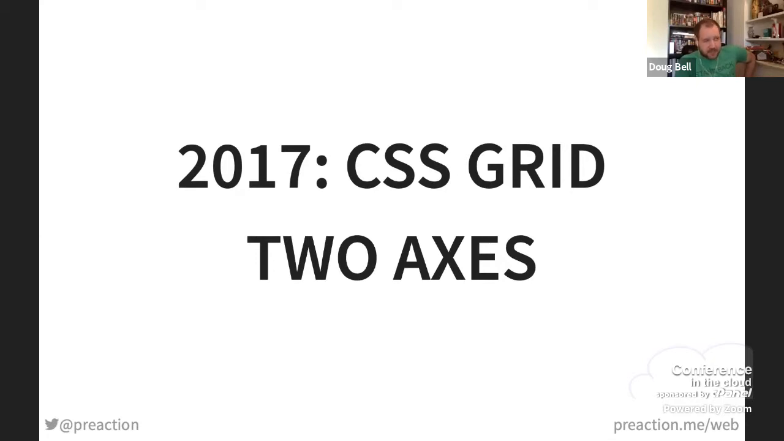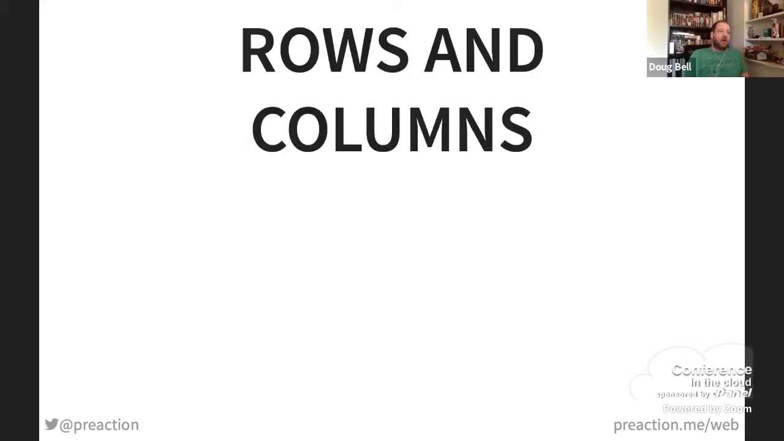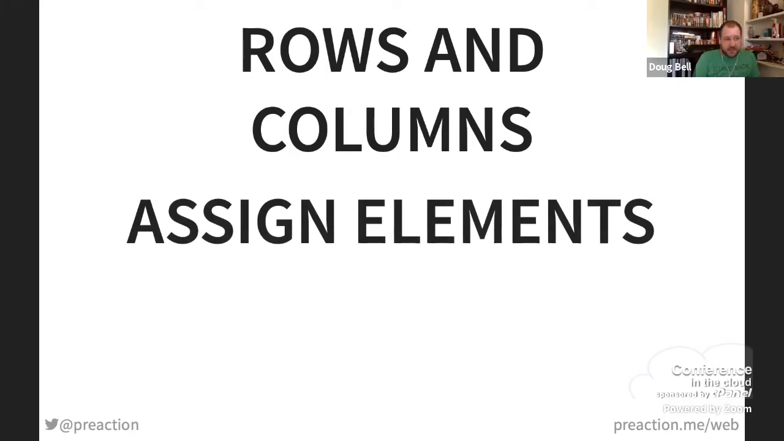But there's a lot of complexity here. We can arrange elements in rows and columns. We can assign elements to named rows and named columns. So we can name a column like sidebar, and then any element that we want to put in our sidebar, we just say, assign this to the sidebar, or assign this to the header, or assign this to the footer. So order becomes even less of a concern in the markup.